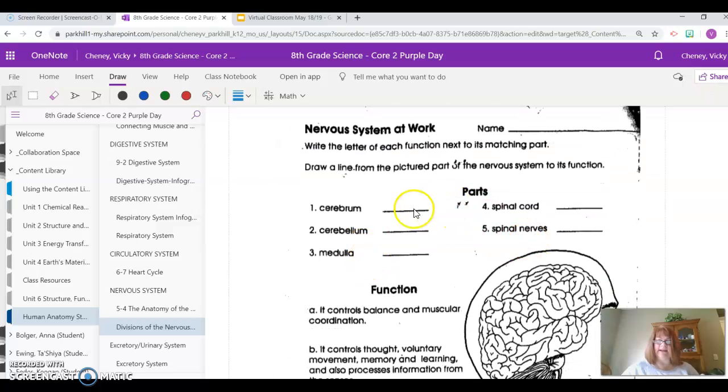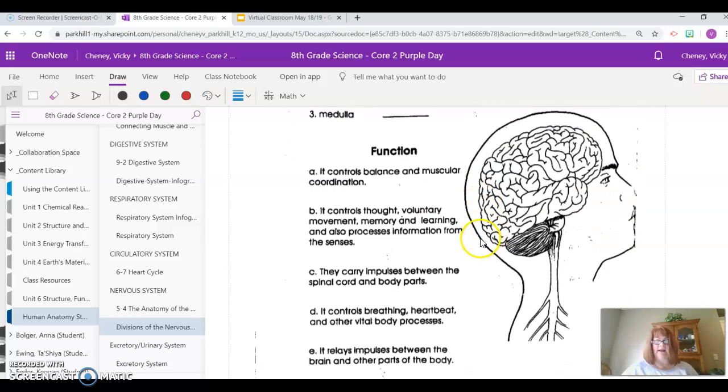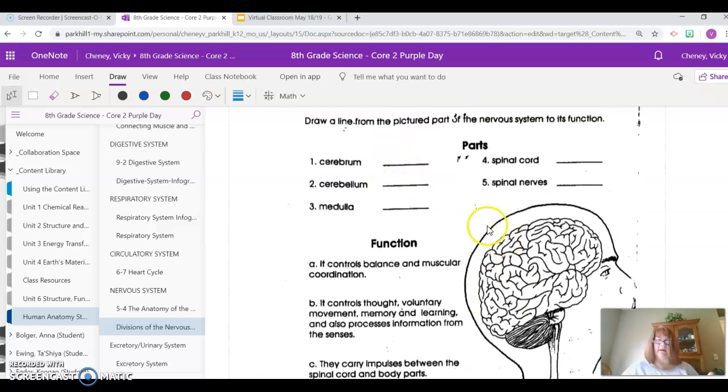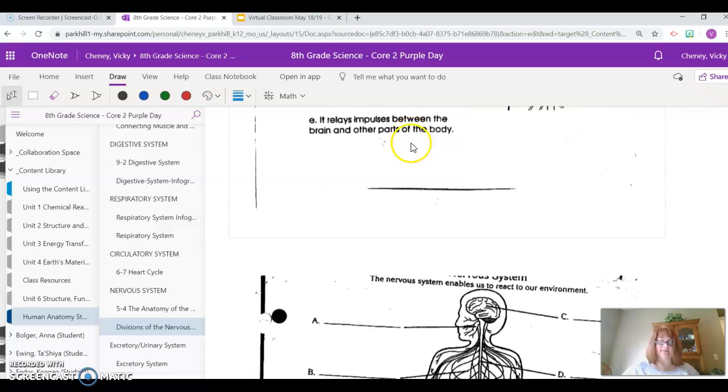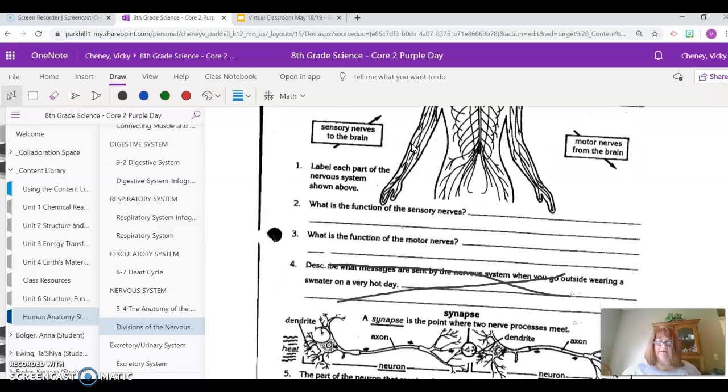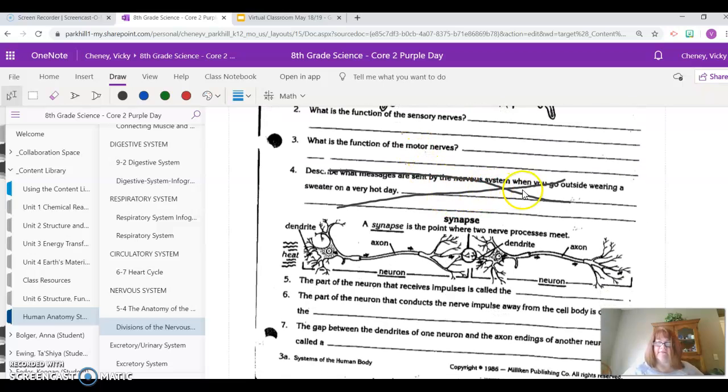And labeling the brain. So if you watch the video, you can label the brain, and you will draw a line from the thing to the picture, and also put A, B, C, or D here on the lines. And this one is another short one to fill out and cross off that area.